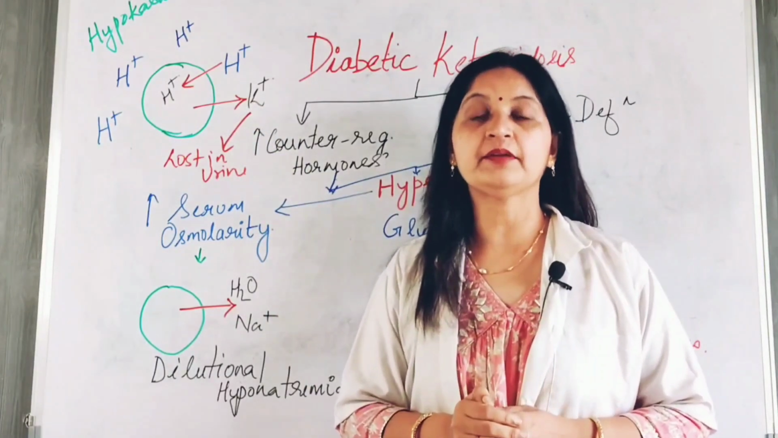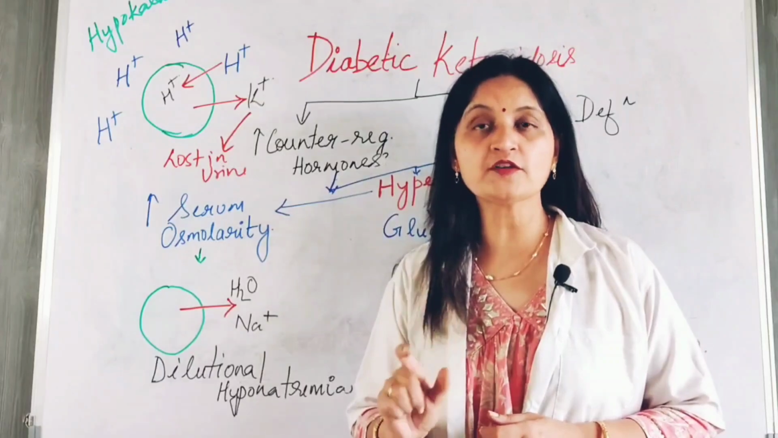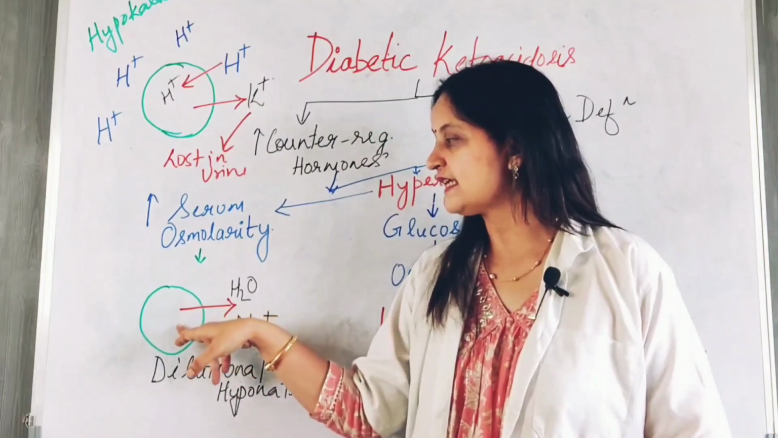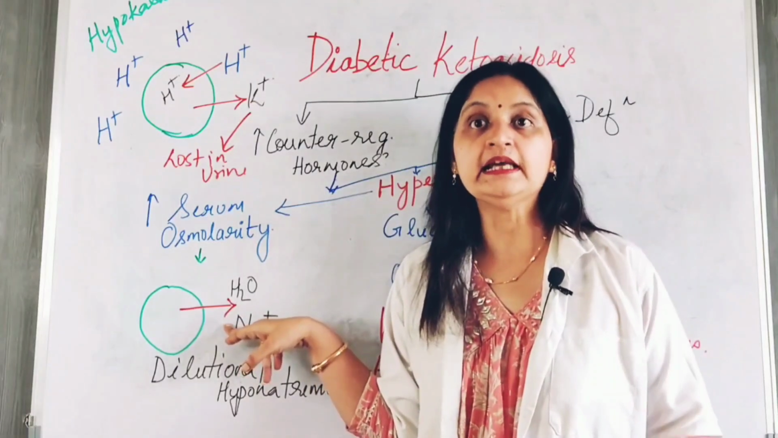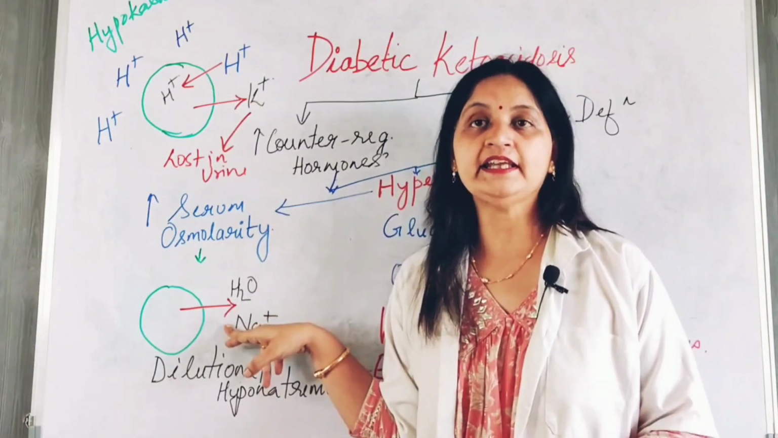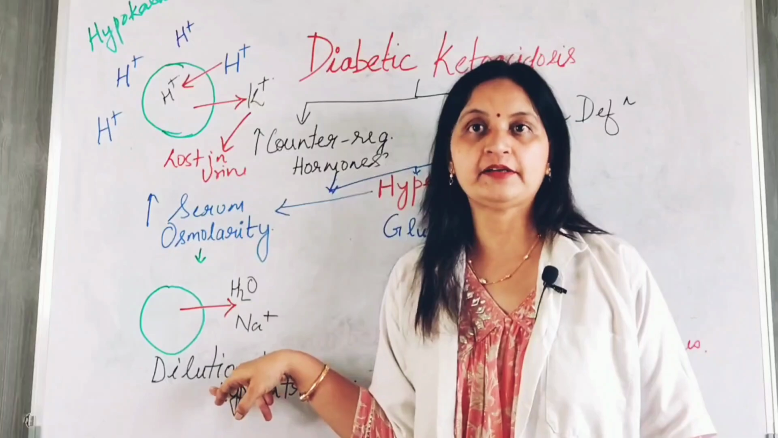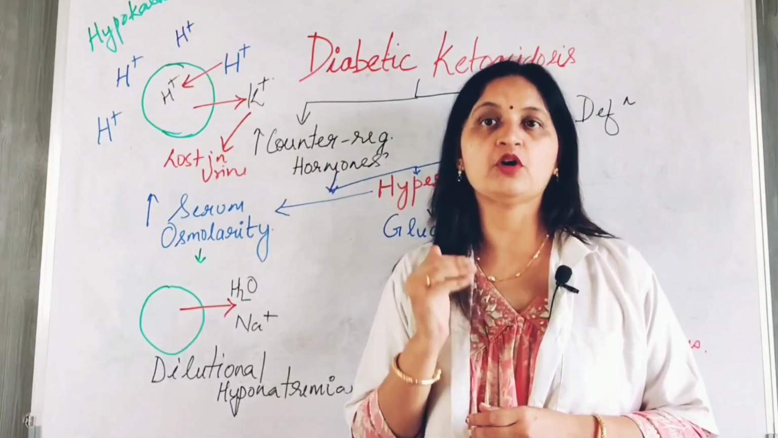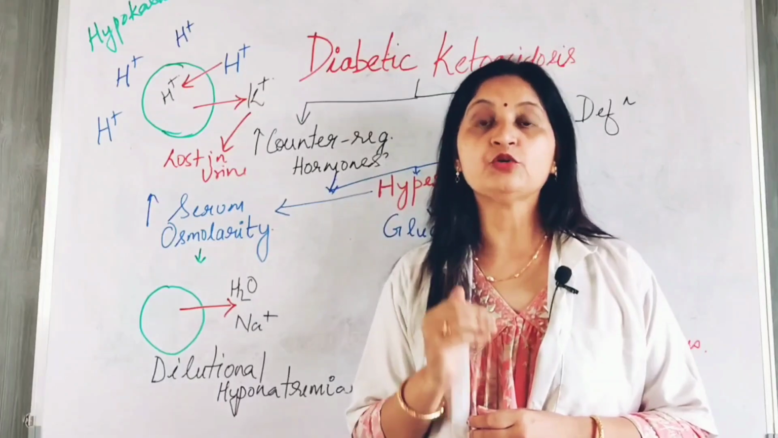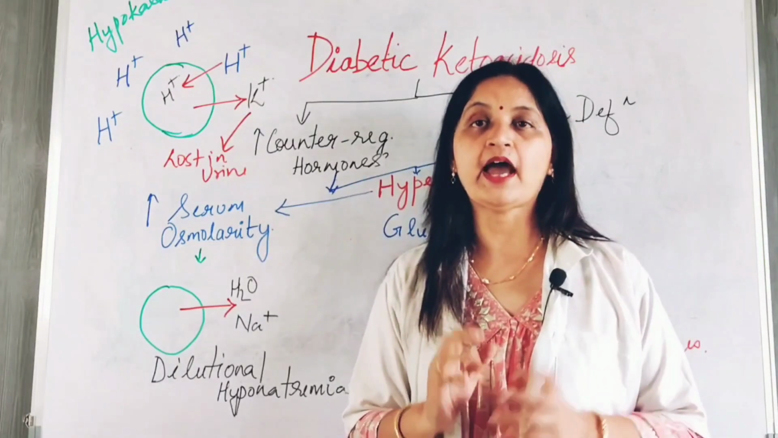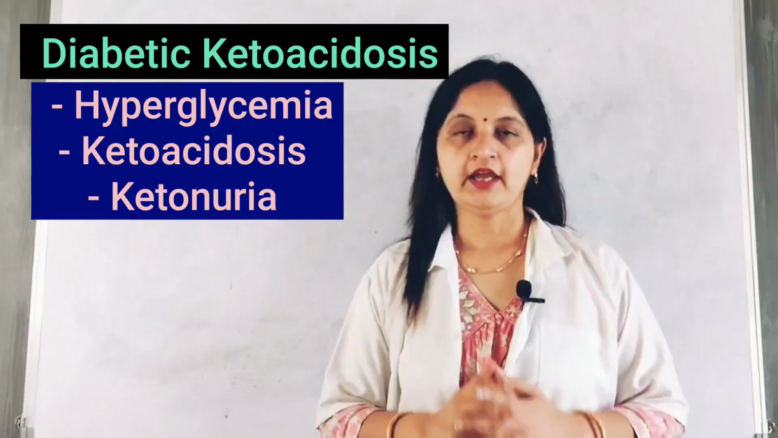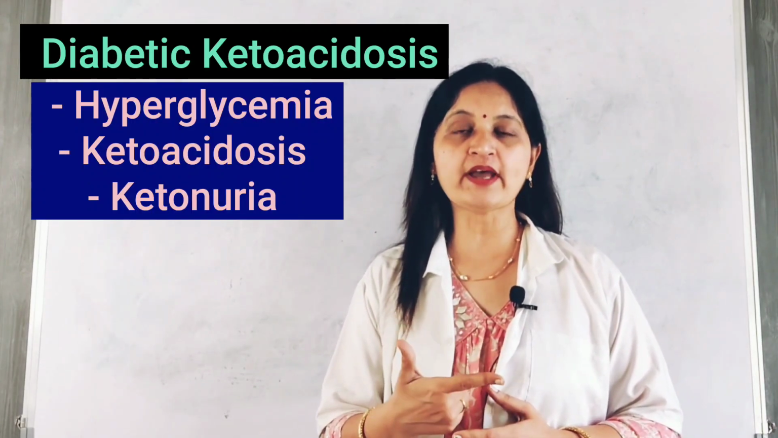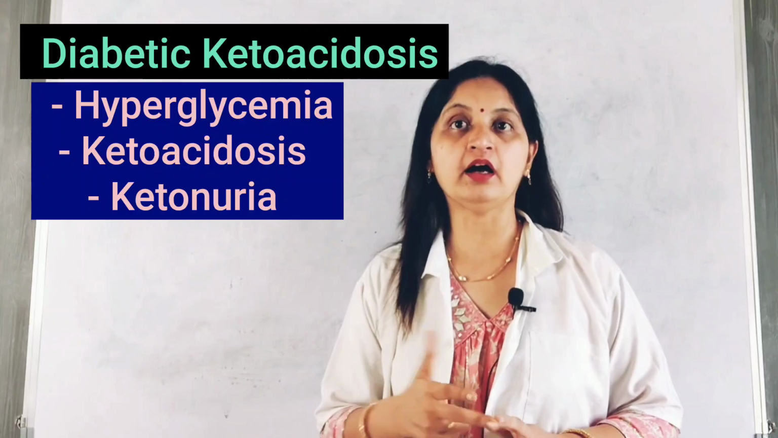Also there is hyponatremia. This is because of increased serum osmolarity, and increased osmolarity drives water from the cells into the extracellular compartment, diluting the sodium ions, leading to dilutional hyponatremia. So there is water loss. Along with water loss, there is loss of sodium and loss of potassium in urine, leading to hypokalemia and hyponatremia as electrolyte disturbances. Diabetic ketoacidosis is characterized by hyperglycemia, ketoacidosis and ketonuria.